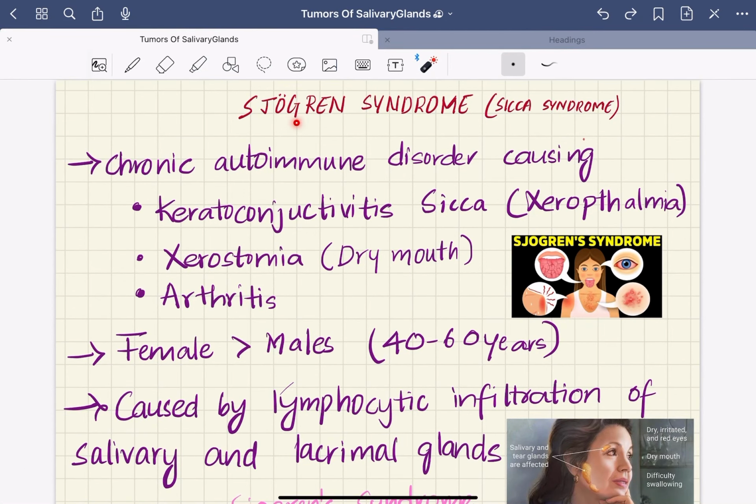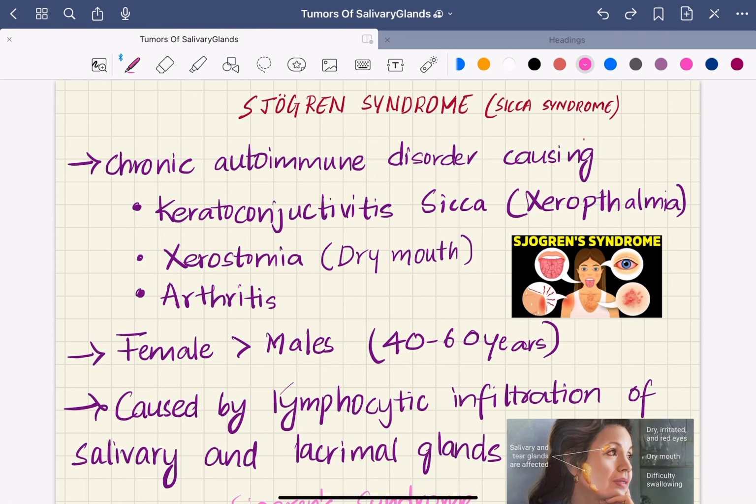Today we are going to discuss Sjogren's syndrome. Sjogren's syndrome is also known as Sicca syndrome. It is a chronic autoimmune disorder causing a triad of symptoms. The first is keratoconjunctivitis sicca, also known as xerophthalmia.